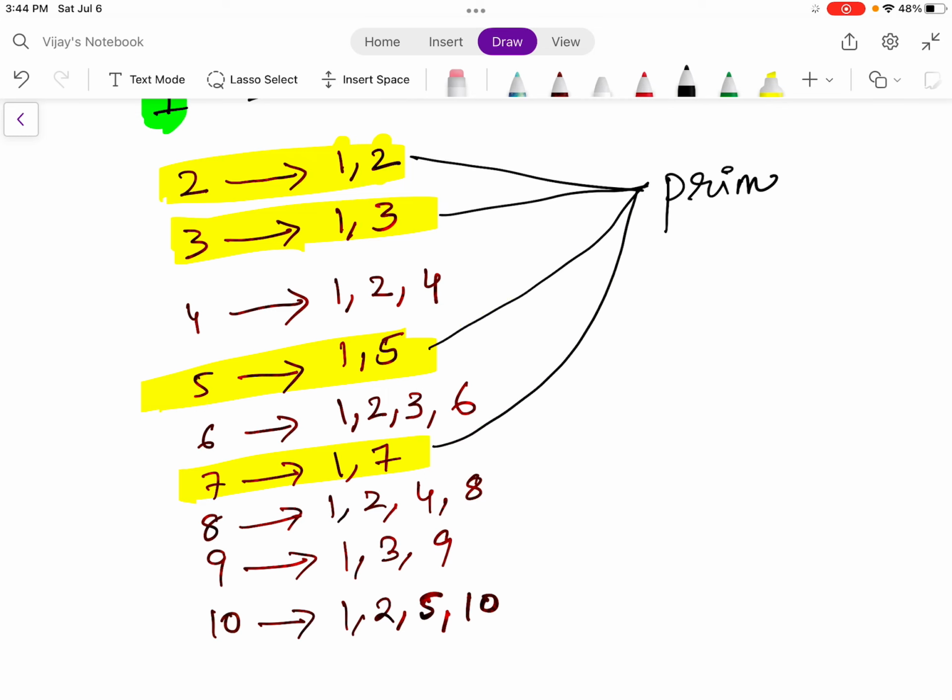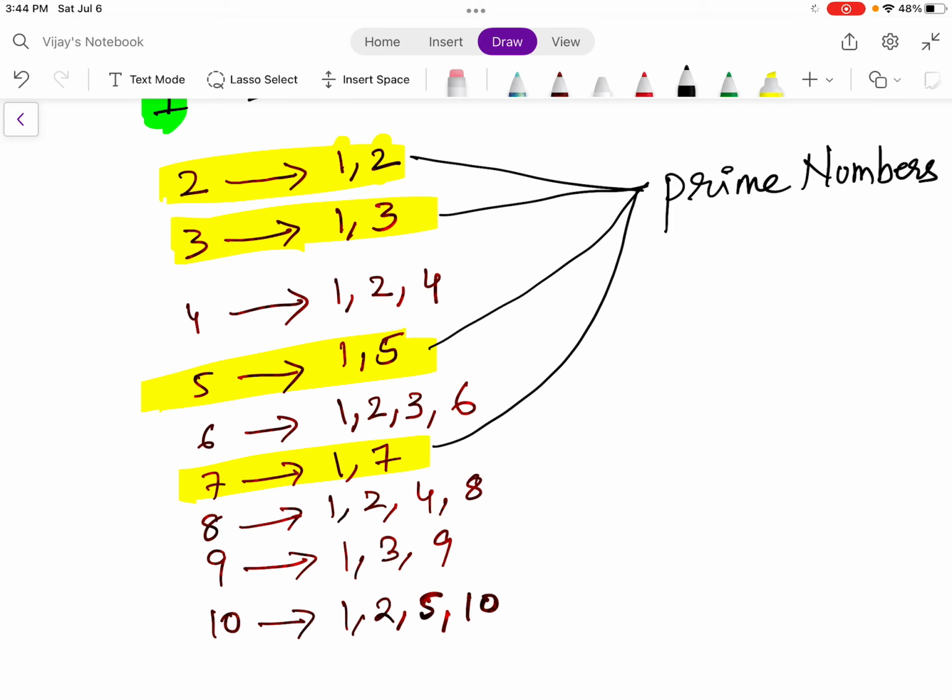It has only two factors. There are no other factors other than these two factors. And what are those two factors? 1 and the number itself. Such numbers are called prime numbers.